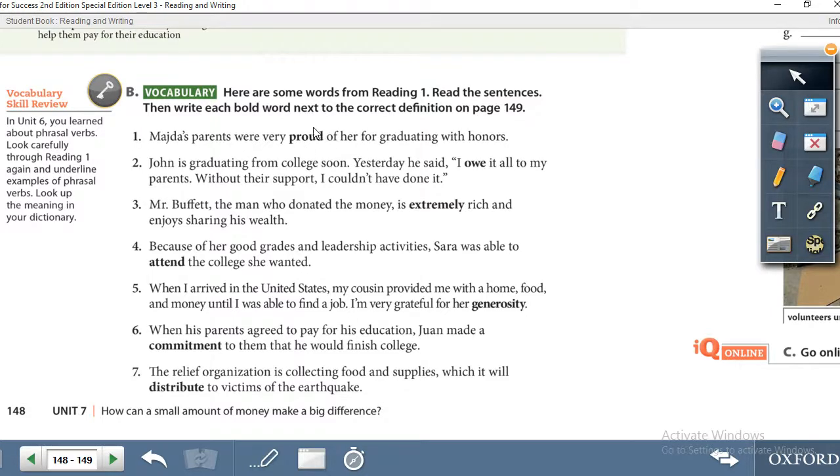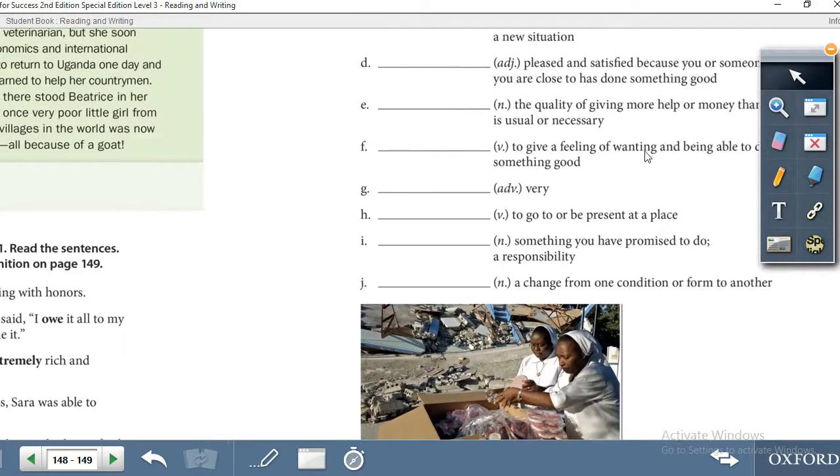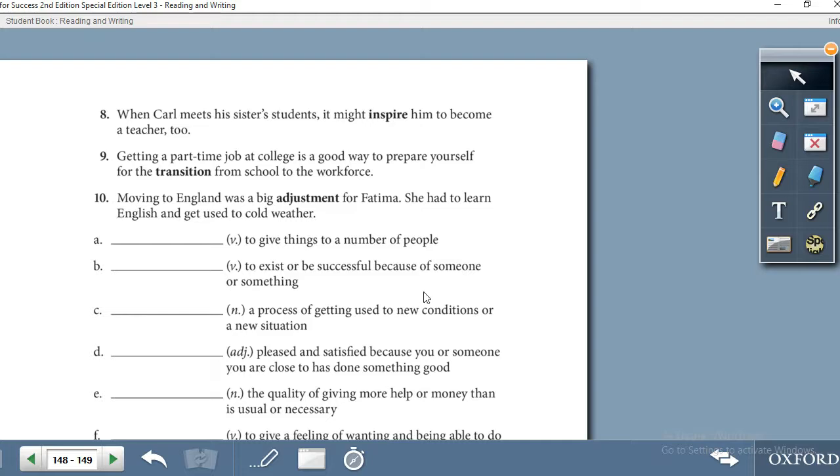So what is the meaning of the word proud? You will write the definition next to it, and you will do the same for each one, like owe, extremely, attend, generosity, commitment, distribute. You will write the definition of these words in each sentence. You will write it next to the sentence. That is how you will complete exercise B. Let us now turn over to page 149.